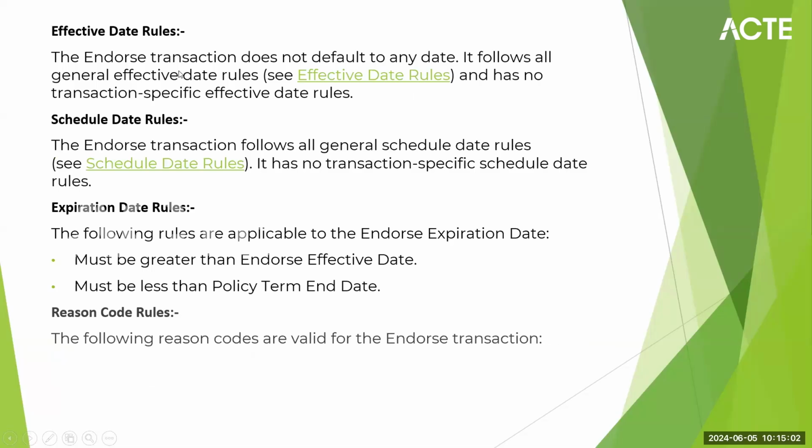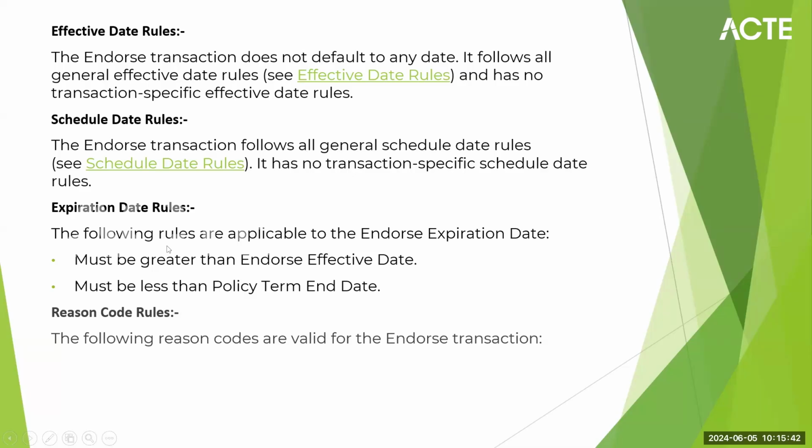Effective date. The endorsement transaction does not default to any date. It follows all general effective date rules and has no transaction specific date rule. The user can edit this effective date as well. Scheduled date rule. The endorsement transaction follows all general scheduled date rules. It has no transaction specific scheduled date rule. The user can give any date that he needs.